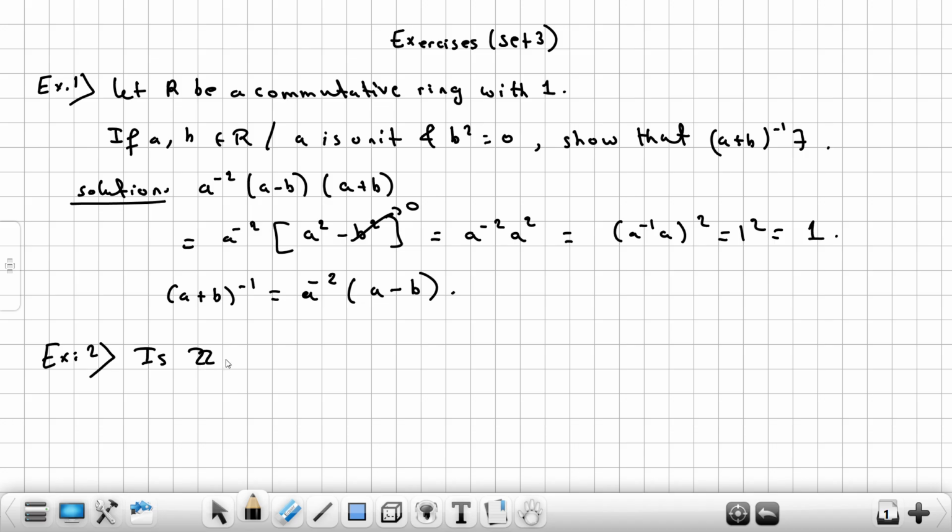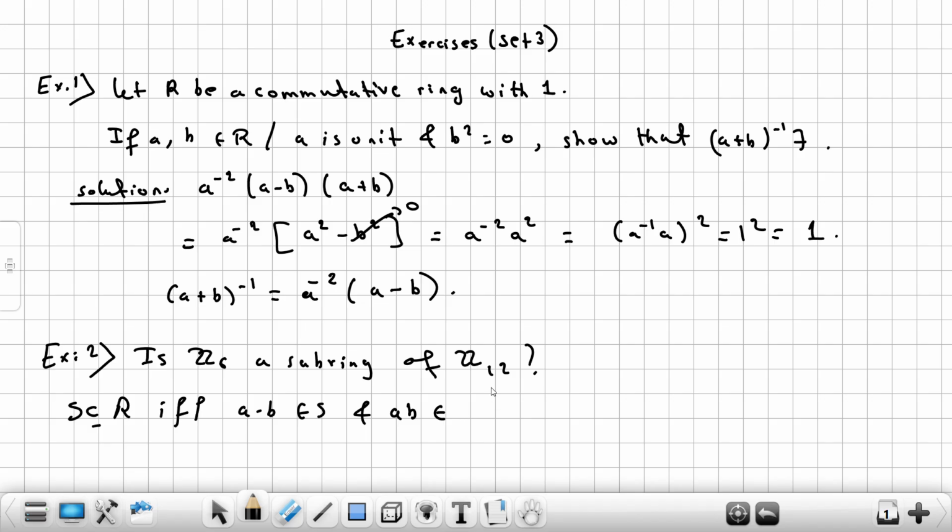Is Z6 a subring of Z12? The answer is definitely no, and we will mention the reason. If we have R, a ring, and S a subset of R, it is clear that Z6 is a subset of Z12, but S is a subring of R if and only if a minus b belongs to S whenever a and b belong to S, and a times b belongs to S whenever a and b are in S.